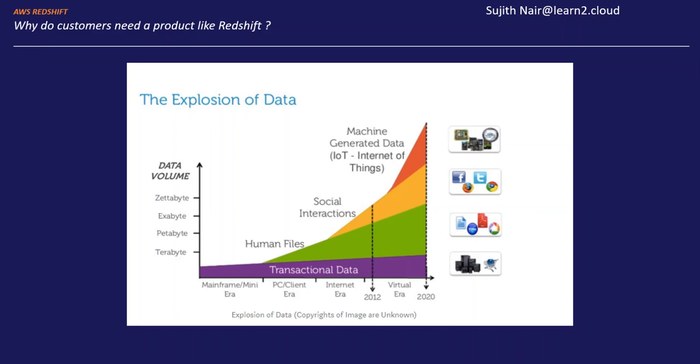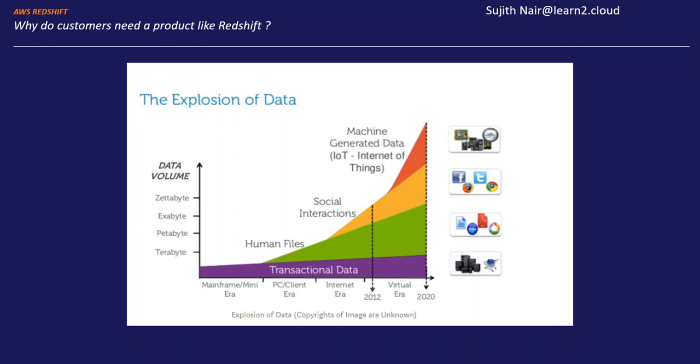Then came human files. Human files are basically our Word and PowerPoint documents. This PowerPoint that I prepared is a human file, and all this is adding to the data explosion. Then the next thing is social interactions, which is basically social media. We have the Facebooks and the Twitters of the world. A large amount of data is being generated by Facebook, Twitter, Instagram, and all these kinds of things.